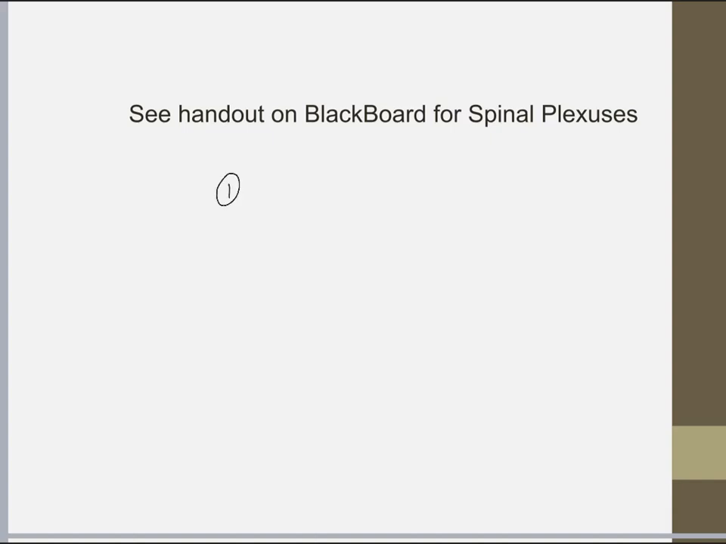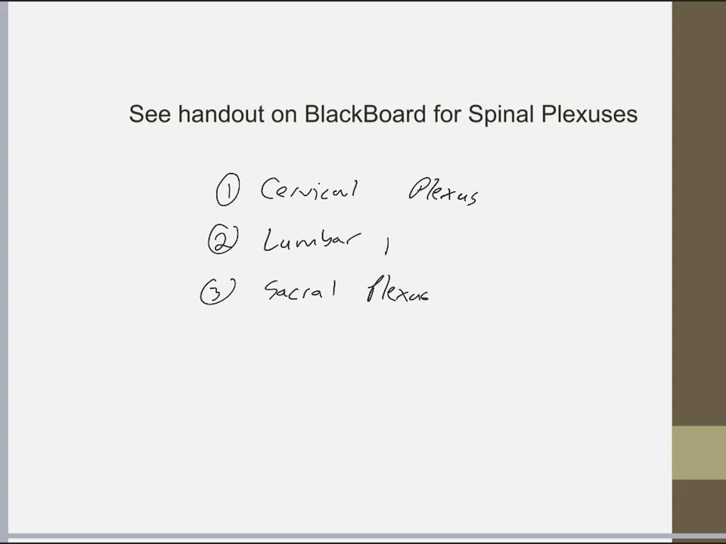You have your cervical plexus. We have our lumbar plexus. We have our sacral plexus. Now for each of these plexuses, you will also on that handout find the associated nerves that branch off and originate from these plexuses, where they go and what they do. So again, please review this handout on Blackboard.